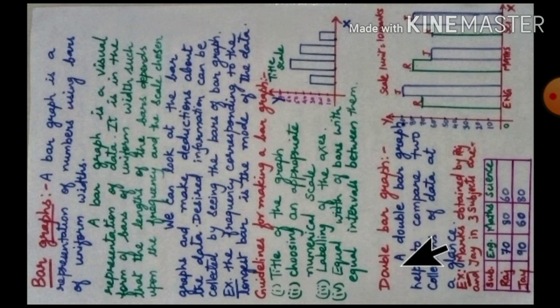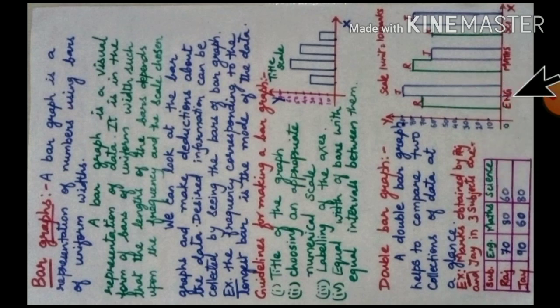Now let us see about the double bar graph. A double bar graph helps to compare two collections of data at a glance. So whenever two collections of data are there, we can draw a bar graph to get proper information. Now, marks obtained by Raj and Jay in three subjects are given: English, Maths and Science. Raj is getting 70, Jay is getting 90 in English. Raj is getting 80 and Jay is getting 60 in Maths. Raj is getting 60 and Jay is getting 80 in Science.